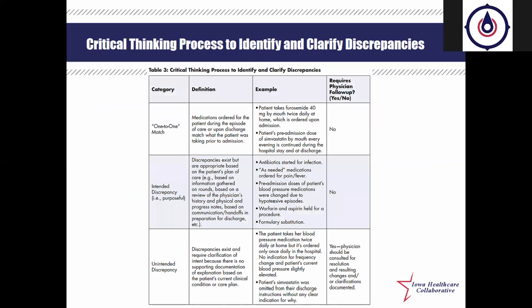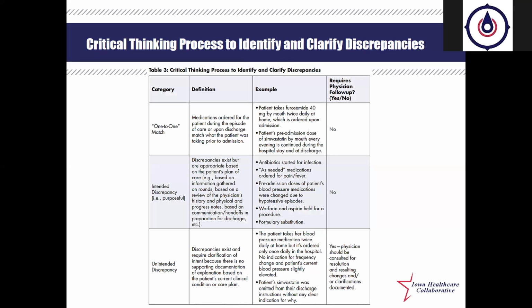This is a great chart to consider if you do have any discrepancies. What should you do and how do we go about it? This is the critical thinking process to identify and clarify discrepancies. We have the one-to-one match, where medications are ordered for the patient when they're in the hospital or upon discharge, and we match with what the patient was taking on admission. So this is an example of a patient taking furosemide 40 milligrams by mouth twice daily at home, and that's also ordered upon admission. There's really no need to pull in the physician and have any questions about that unless we don't feel that that medication is indicated for that patient. However, if there's no discrepancy, we don't need to grab the physician for that.